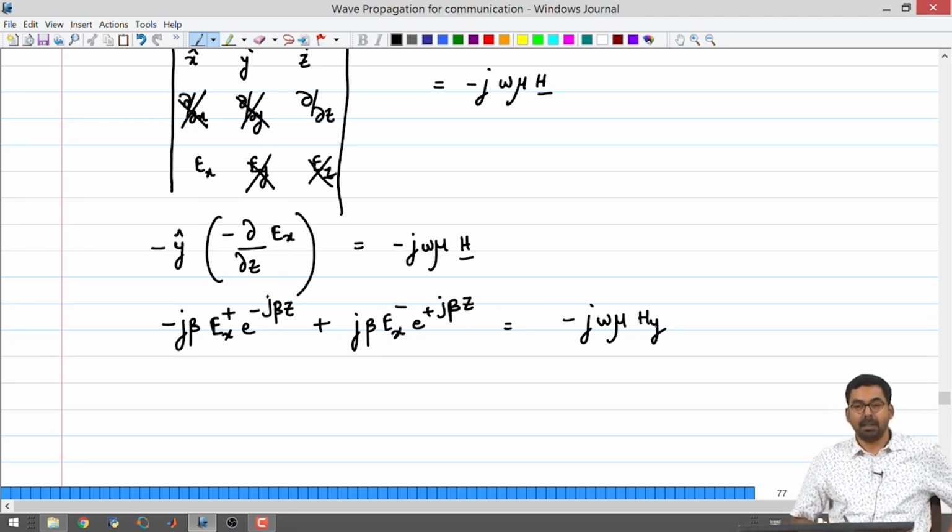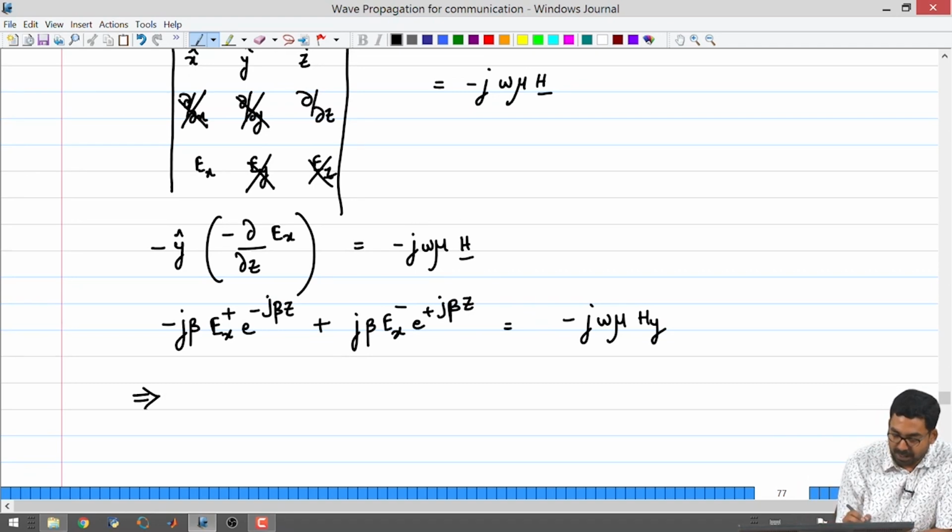I have dropped the vector terms because I am just equating y component to y component. So, I just want to equate the y component to y component. I am just taking the coefficient of the unit vectors, and whatever corresponds to y hat on the left hand side should correspond to y hat on the right hand side, okay.